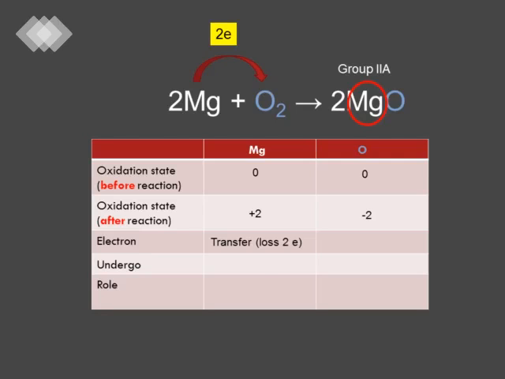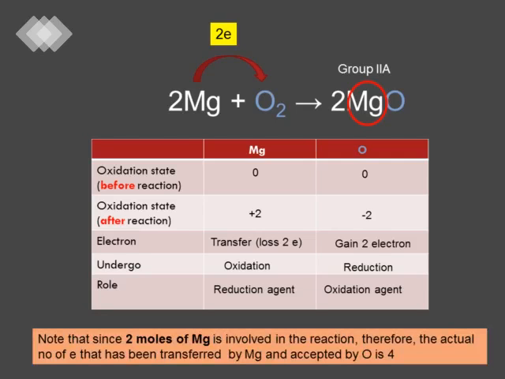Hence, magnesium is being oxidized by oxygen, which acts as an oxidizing agent. Oxygen itself accepts the 2 electrons from magnesium, which acts as the reducing agent, and becomes reduced. Note that since 2 moles of magnesium are involved in the reaction, the actual number of electrons transferred by magnesium and accepted by oxygen is 4.